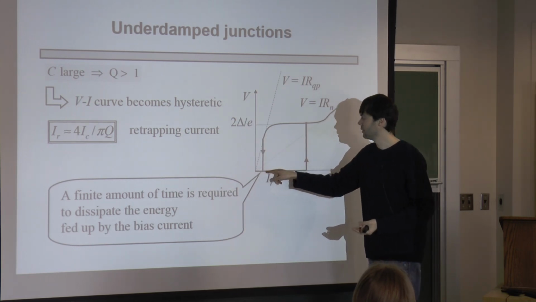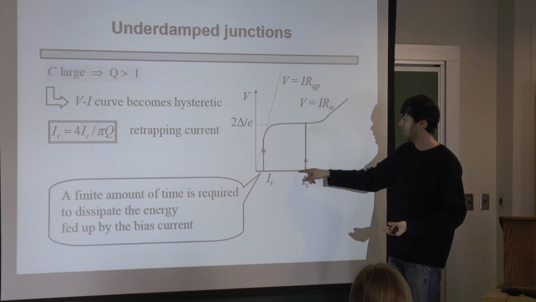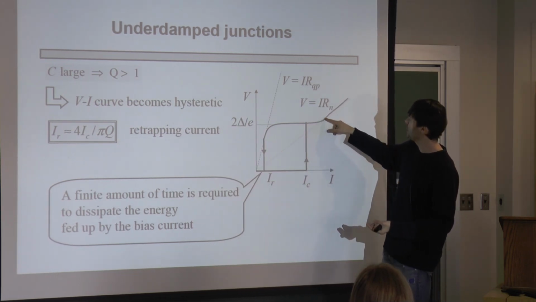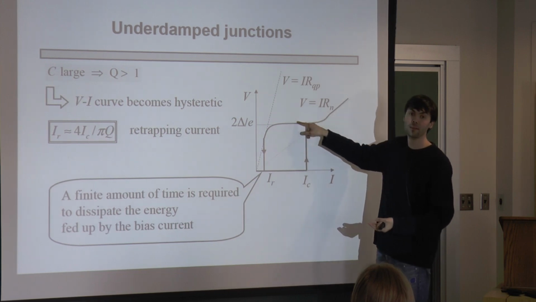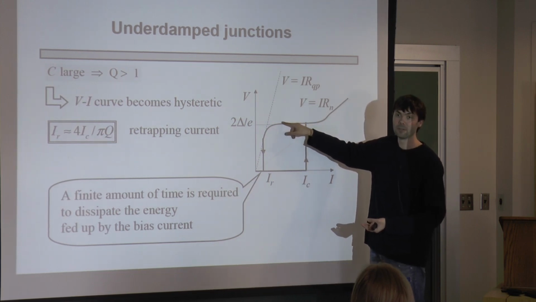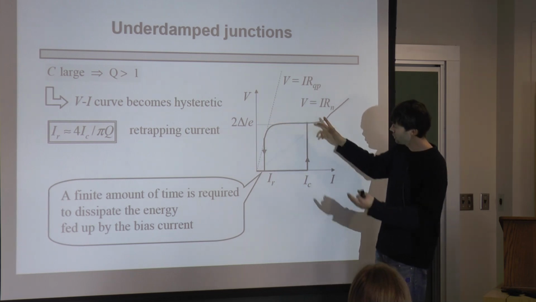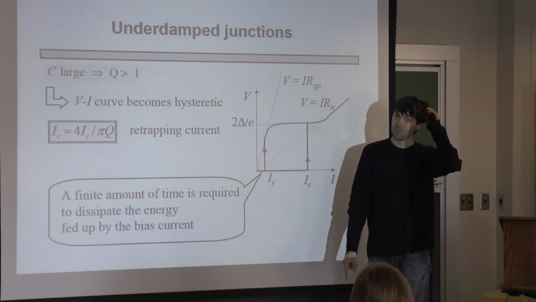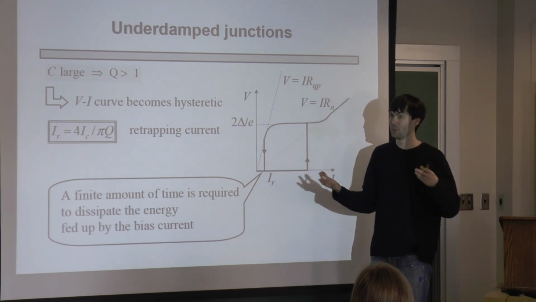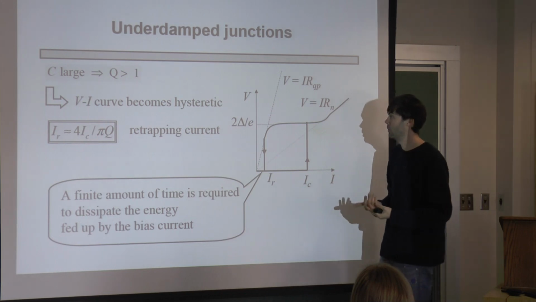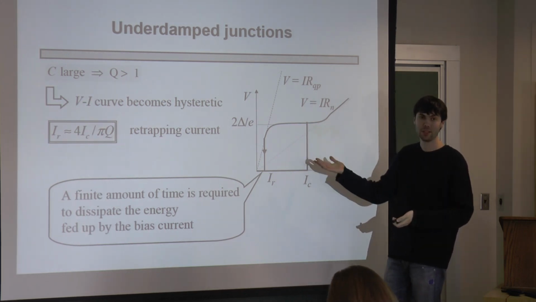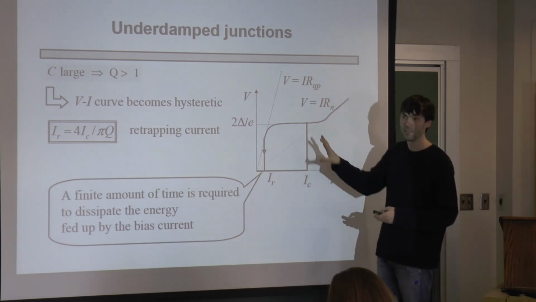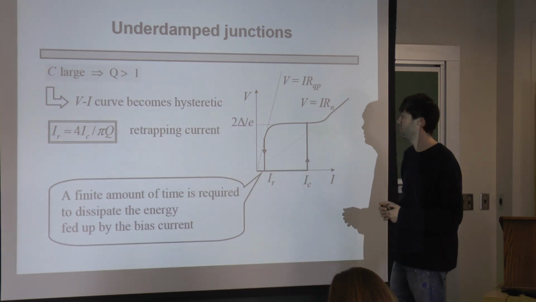So this is what's shown here. You start and you don't go until you escape from the trap. You switch into the finite voltage state. But if you want to go back, it will take you some effort to stop the ball. So you have to reduce the bias way down. And you get this hysteretic behavior. So that's called underdamped, as it has a lot of inertia and you cannot stop the ball. So this analogy helps you explain very easily the hysteresis that people often see in Josephson junctions.